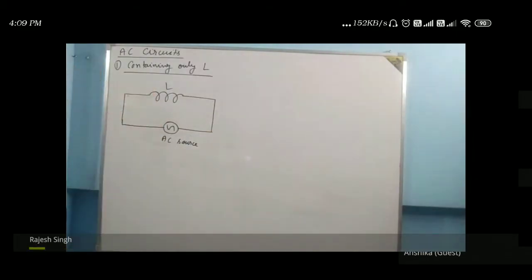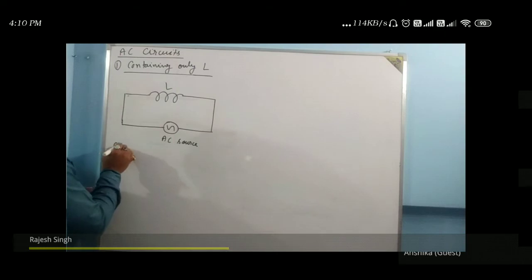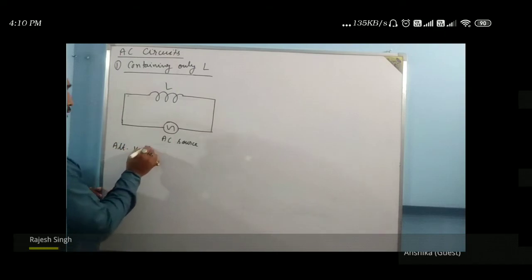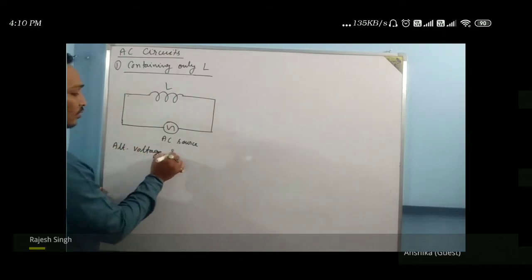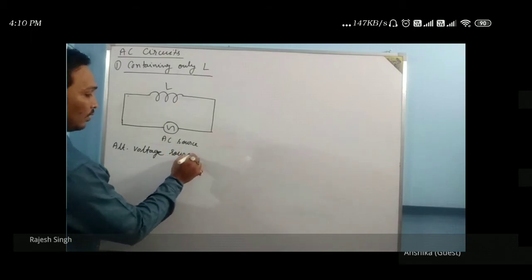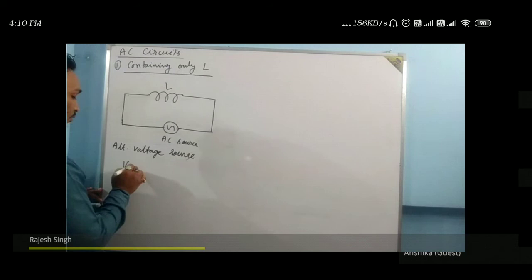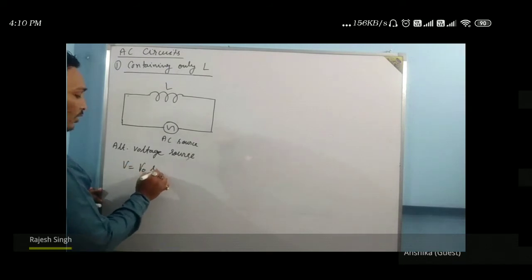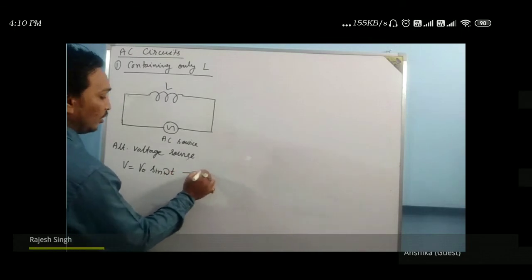Now let us do this. We have an alternating voltage source here. V is equal to V naught sin omega t. This is your equation number 1. Okay. Now just try to understand.